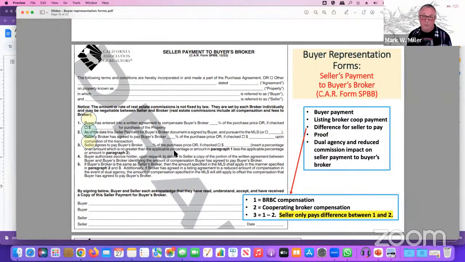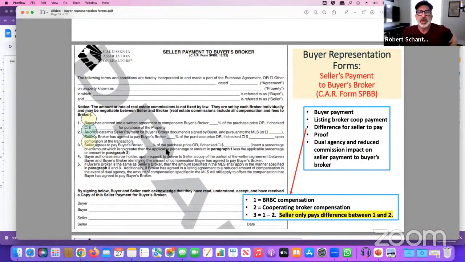And I think you'd have to give a copy of the buyer representation agreement too, to prove what the compensation is that's defined in the BRBC. So number one is the BRBC compensation, what you defined in there. Number two is what is the broker's compensation they're applying? And then section 3 is what's the difference? And the seller only pays the difference between 1 and 2.